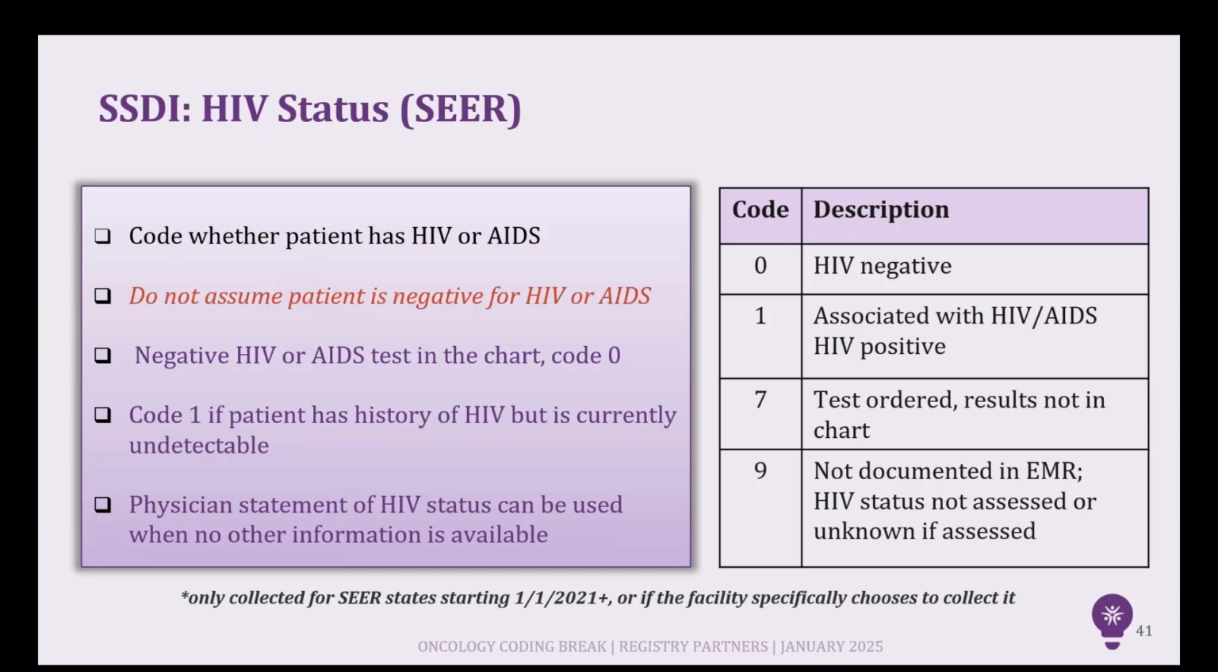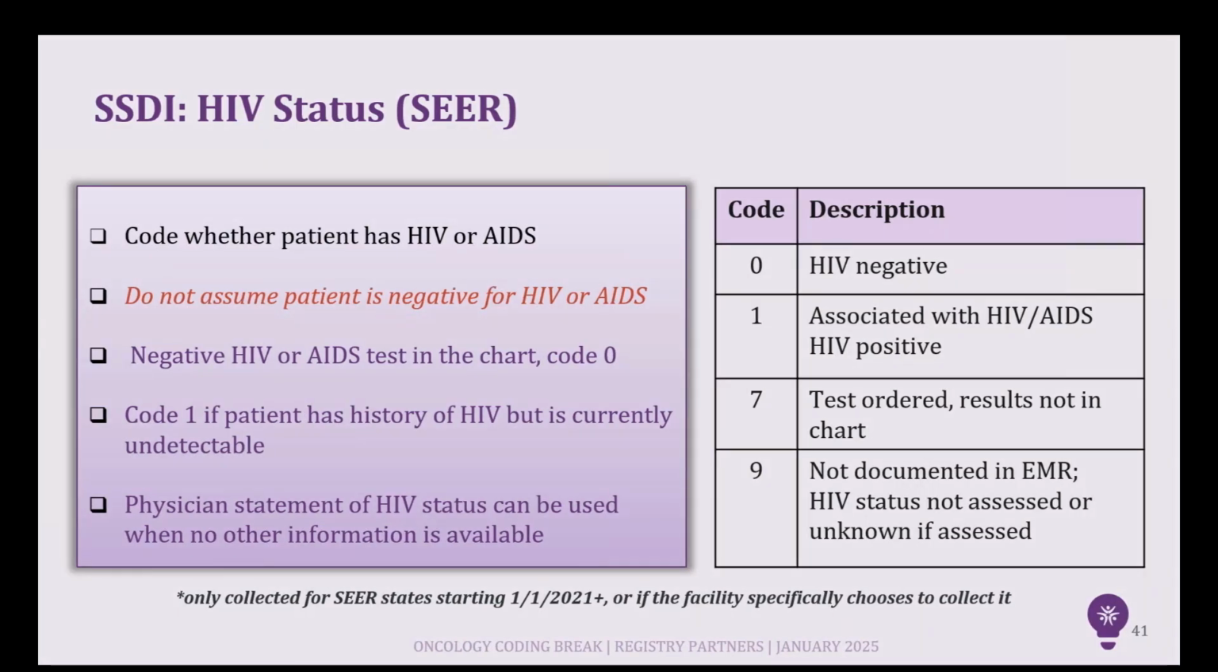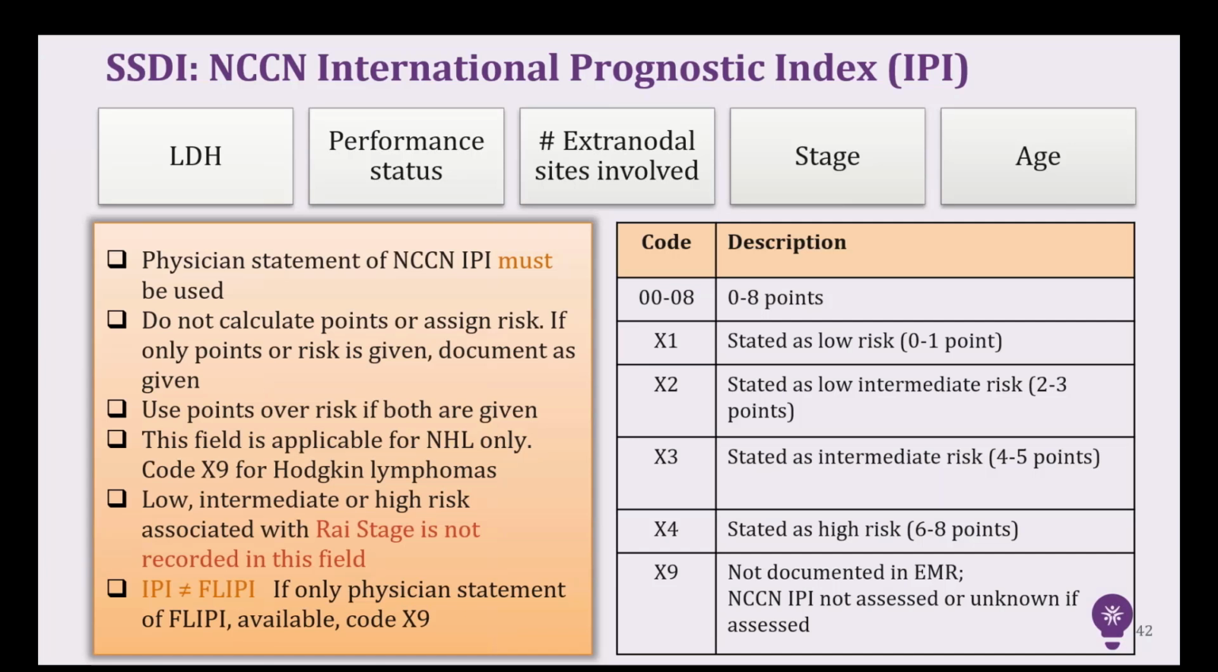This brings us to the NCCN International Prognostic Index, IPI, which is used to define risk groups for certain lymphomas, particularly those aggressive ones. And it's based on a 0 to 5 score range. This score is determined by LDH, patient's performance status, number of extranodal sites involved, stage, and age. So always use the physician statement of the NCCN IPI when coding this field.